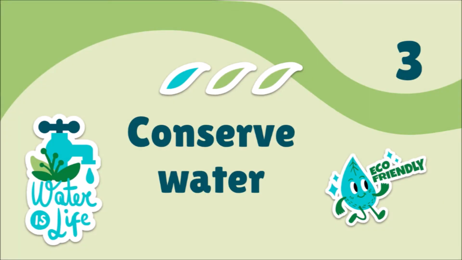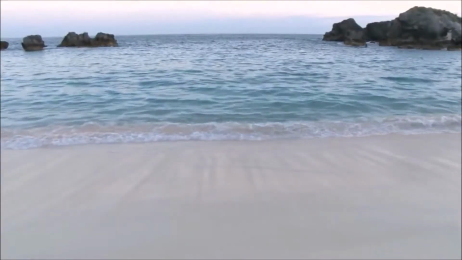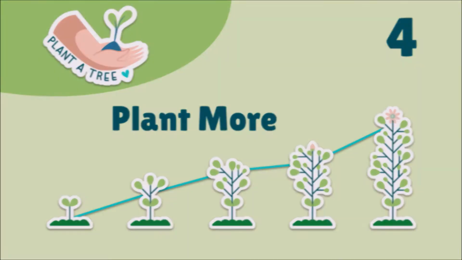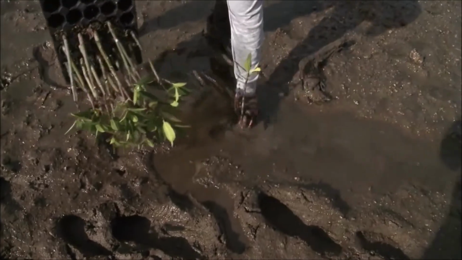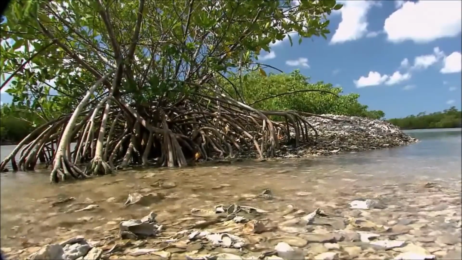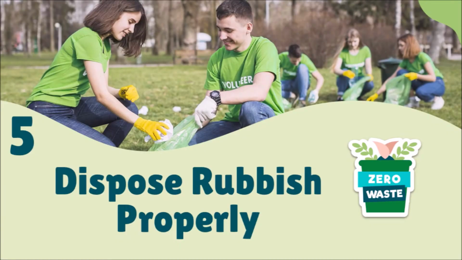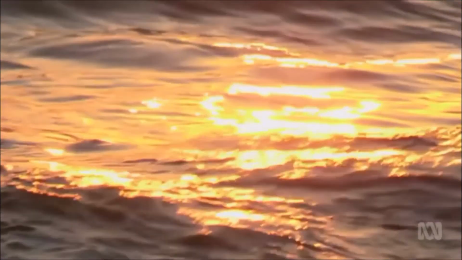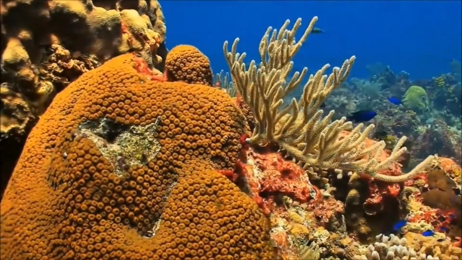3. Conserve water. The less water you use, the less runoff and wastewater will pollute our ocean. 4. Plant a tree because it helps reduce runoff into the ocean and acts as a natural filter. 5. Dispose of rubbish properly. Any kind of litter will pollute the water and can harm the ocean communities.